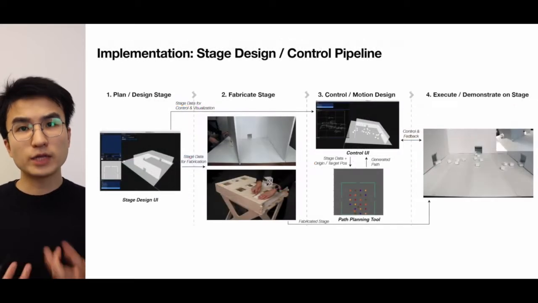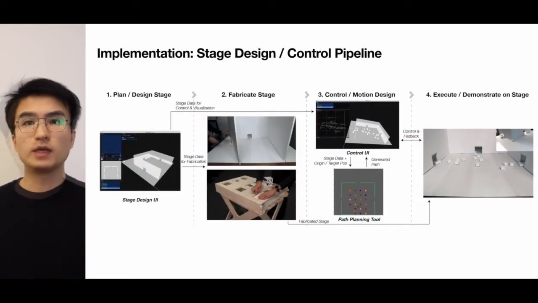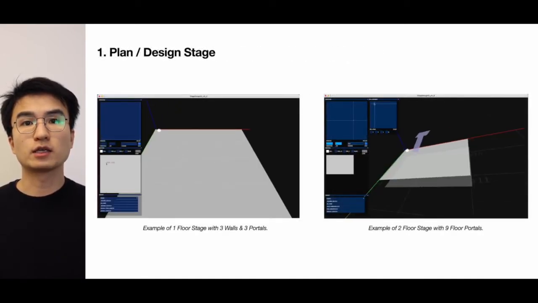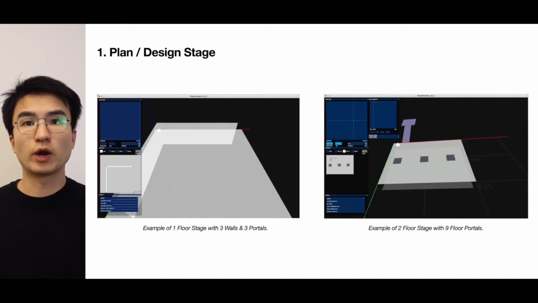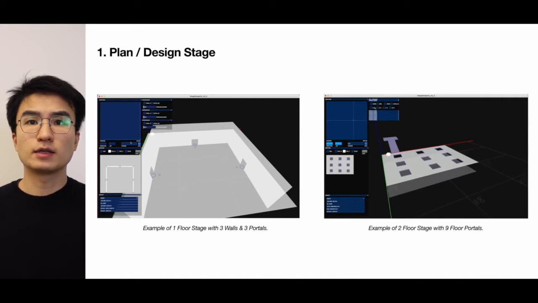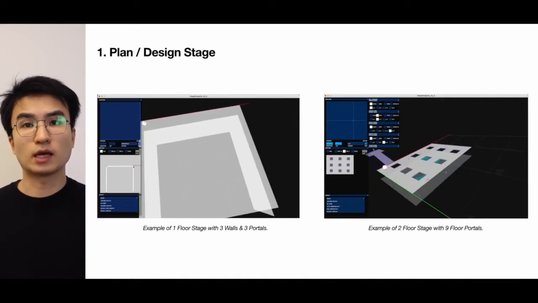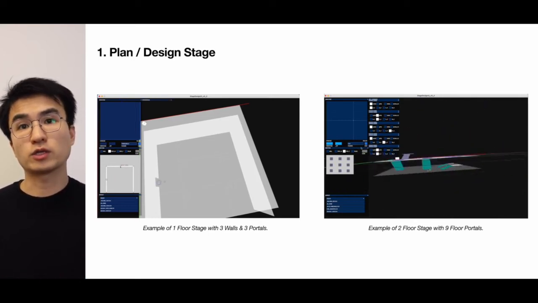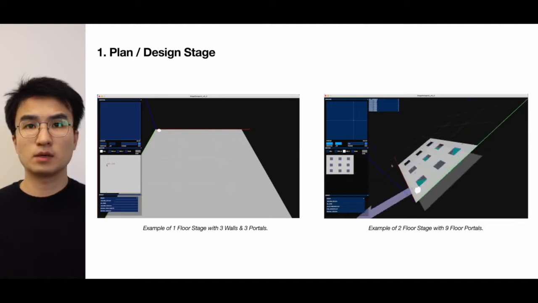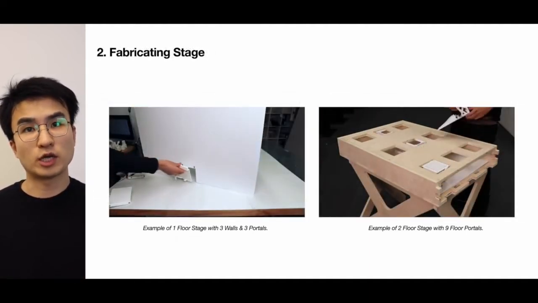For the implementation, we have prototyped the stage design and control pipeline. In the plan and design stage, we have developed a GUI tool to design and iterate stage models, where users can define different properties for the stage. The design is visible in a 3D model for the users to view and simulate the stage. Then the data is exported to be used for both fabrication and robot control on the stage. So based on this stage data, a user can fabricate the stage using different fabrication techniques.